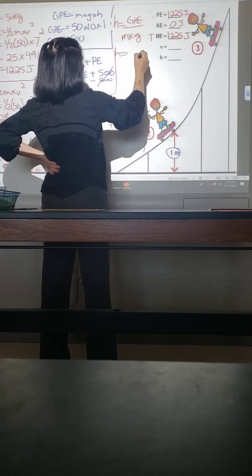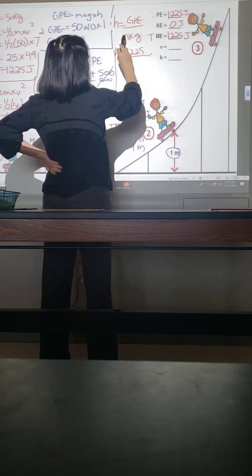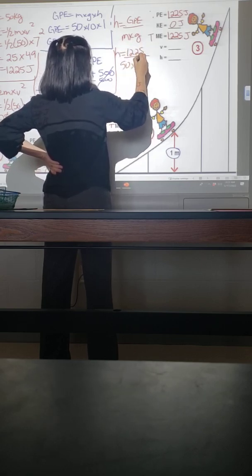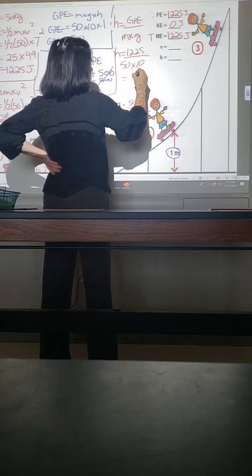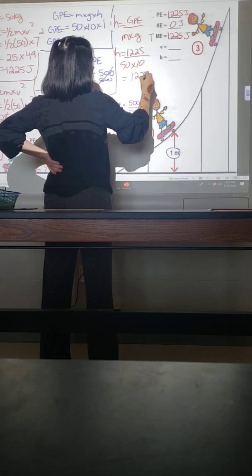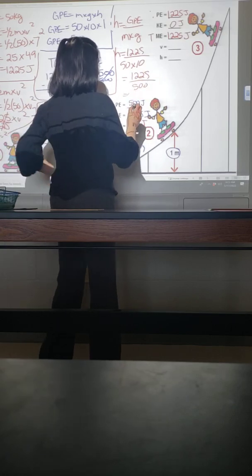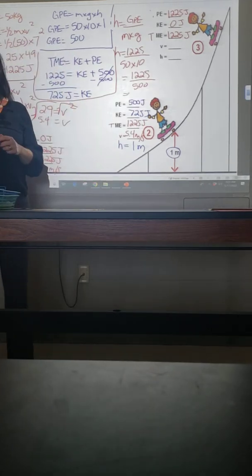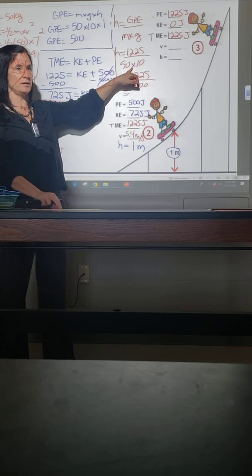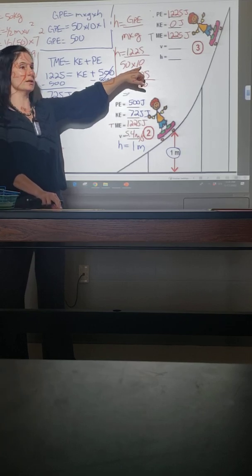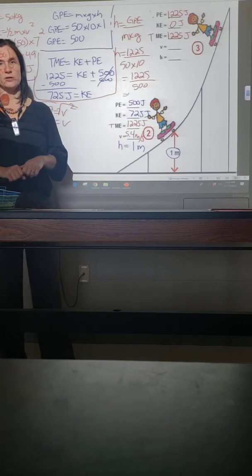So height, obviously I don't know. 1225 is my GPE. I take my mass of 50 times my gravity of 10. Don't forget to do your multiplication first. So you're going to have 1225 divided by 500. And that's going to give me what? Be careful, because there's a few of you on that worksheet we did Thursday who wrote it like this, but then still just divided by 50. You didn't divide by the 500.